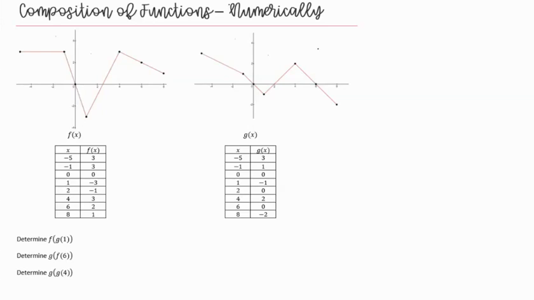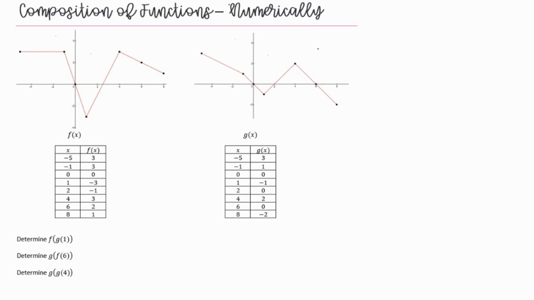Let's talk about compositions of functions numerically. In a previous video, I had shown you how to find the composition of functions using two graphs. So what I've done is I've taken those same graphs and I've taken all the points on the graphs and created these two tables of values. Whenever we talk about numerically, we're talking about a table of values or a set of points. So the concept is going to be the same here.